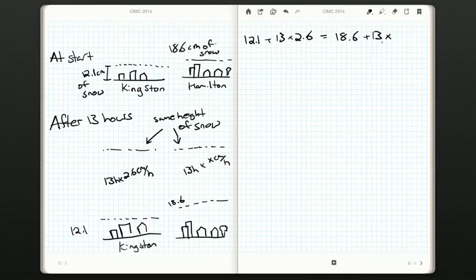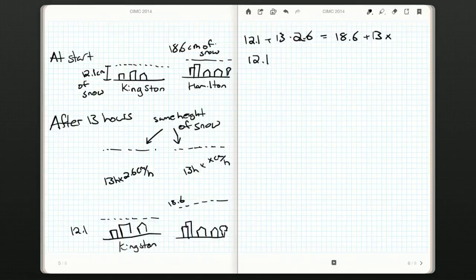Let's get rid of the x for times, just so that we're not confusing ourselves. Put a little dot in there, the dot for multiplication. Okay. So 12.1 plus 13 times 2.6 is the same as 18.6 plus 13x. So what do we need to do? Well, we need to start simplifying and bringing everything over to one side and just solving for the x value.